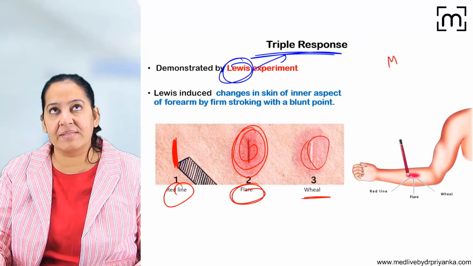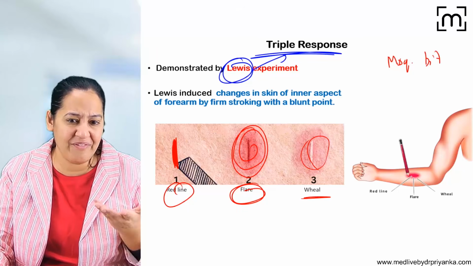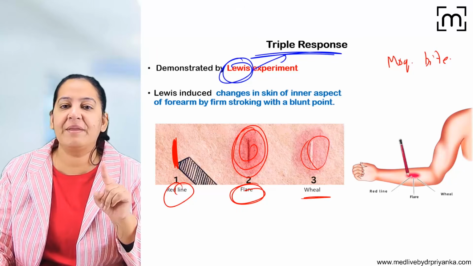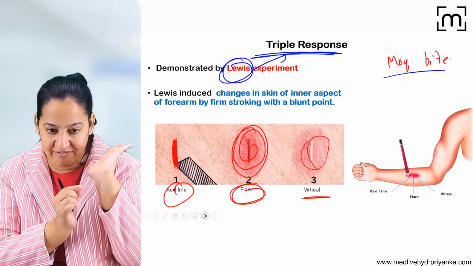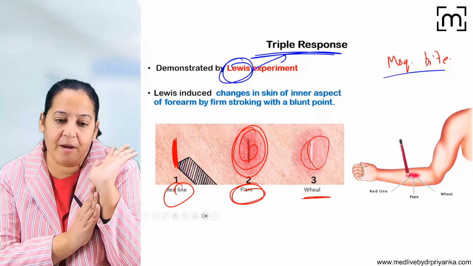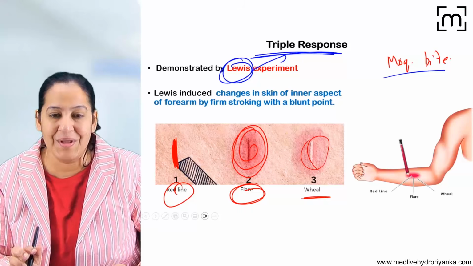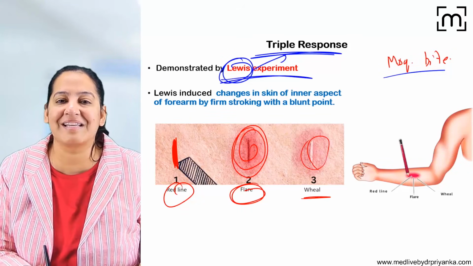Have you ever had a mosquito bite? I have experienced it many times. I guess everyone has experienced it. If you have experienced a mosquito bite or any insect bite, at the point of the bite we have redness. Then the surrounding area also becomes red and the complete area swells out as a raised mark. So we can feel it like that also. And so this is the Lewis triple response experiment.